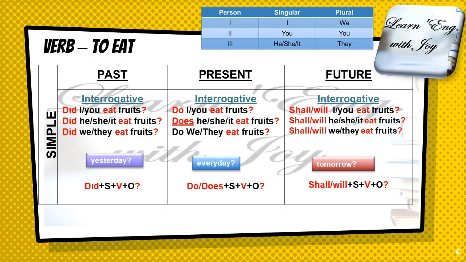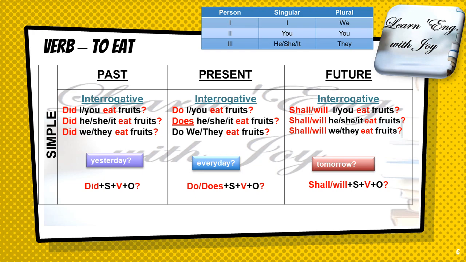And finally, let's conjugate the verb to eat in the simple tense for interrogative sentences. Interrogative sentences are question sentences. Let's begin with the present tense, and I'm going to do this very quickly because I know that by now you may have got the way to do it.